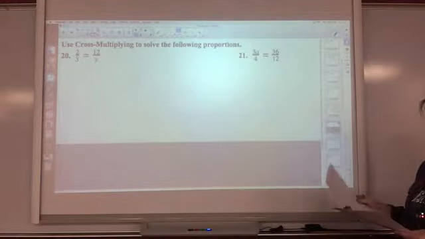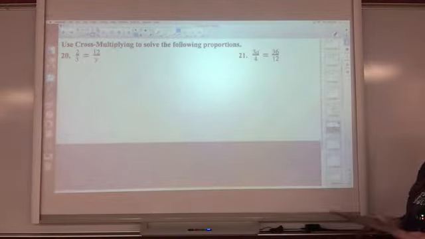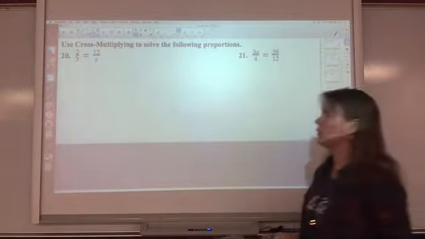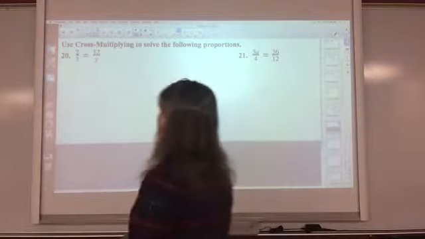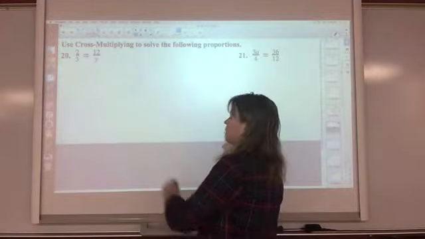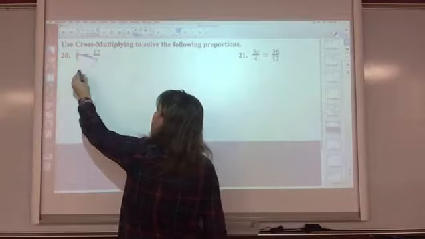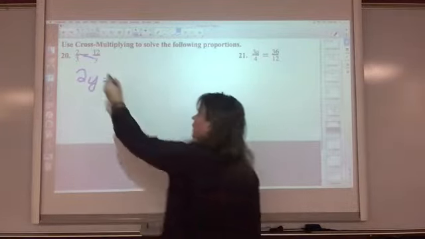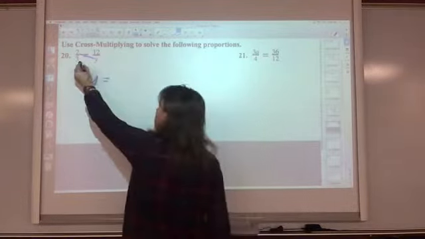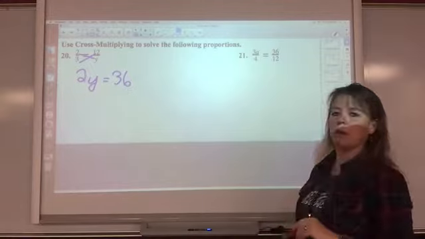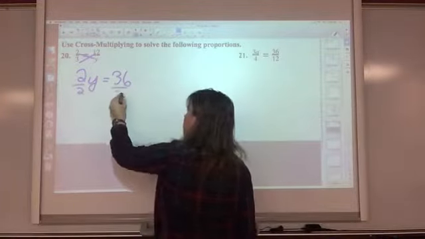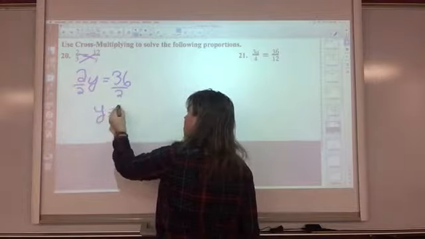Carry on, cross multiplying. The directions will tell you to cross multiply to solve the proportions. Some of you will still get a little bit stuck. In the cross multiplying, once you cross multiply, this becomes an equation, no more ratios or proportions. You get 2y equals, and then when you cross multiply this way, you get 36. A proportion will become an equation after you cross multiply. And then in this one, you have a nice one-step solving, y equals 18.